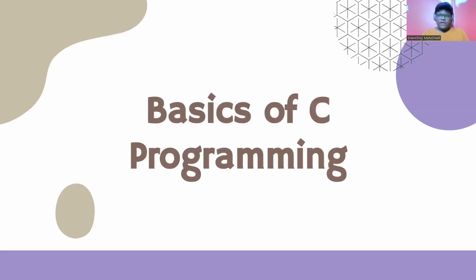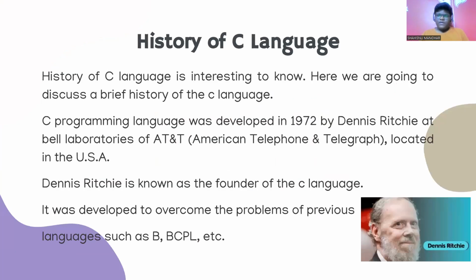Now let's get to know a little bit of the basics of C programming. First, we need to know the history of the language. The history of the C language is interesting to know. Here we are going to discuss a brief history of the C language. The C programming language was developed in 1972 by Dennis Ritchie at Bell Laboratories of AT&T, American Telephone and Telegraph, located in the USA. Dennis Ritchie is also known as the founder of the C language. It was developed to overcome problems of previous languages such as B, BCPL, etc.